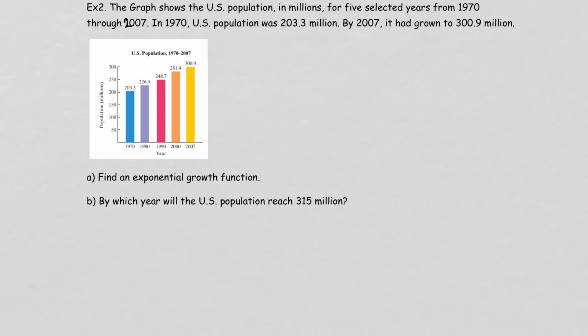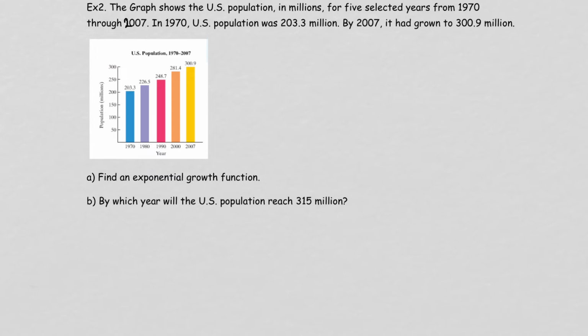Okay, so if we're looking at example 2, this time they're asking, so this graph shows the U.S. population in millions. They're selecting years from 1970 through 2007. In 1970, it started with 203.3 million, and all the way to 2007, 300.5 million. With this information, they want you to find the exponential growth function. It is growing, so it's a growth function, right?